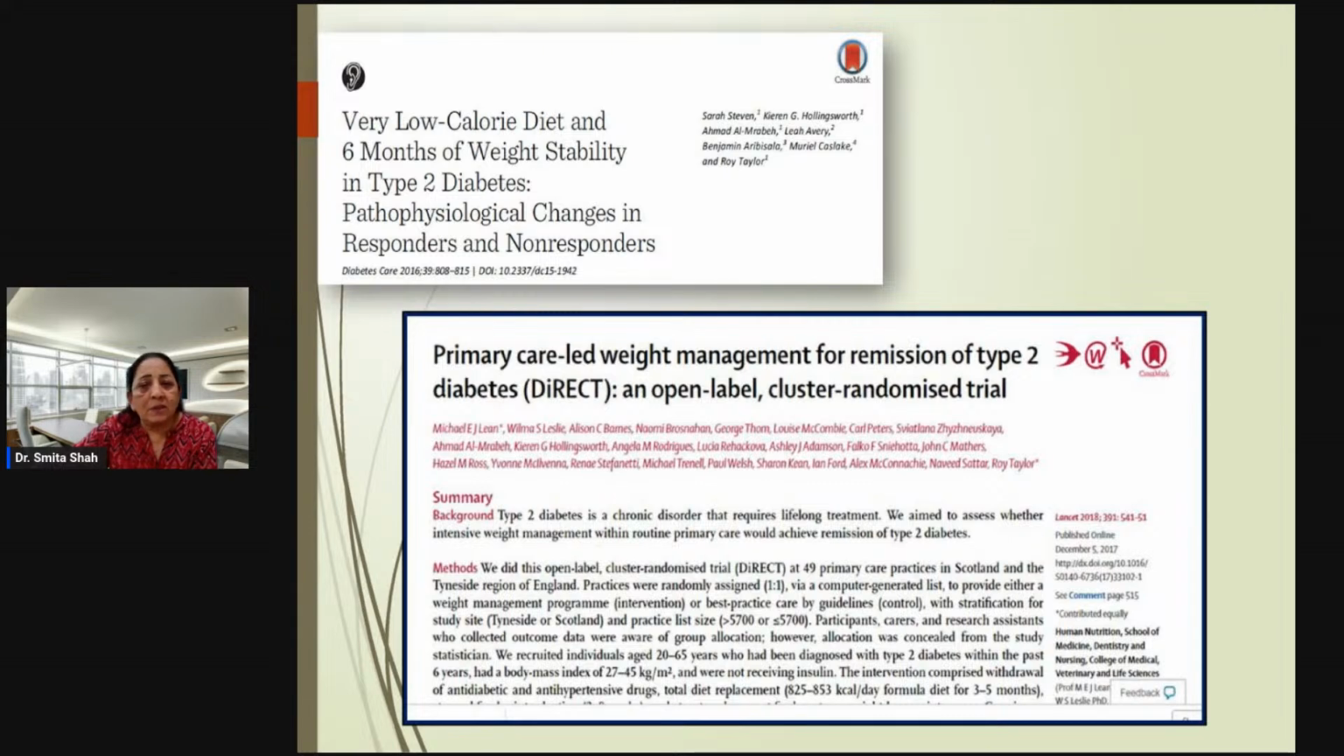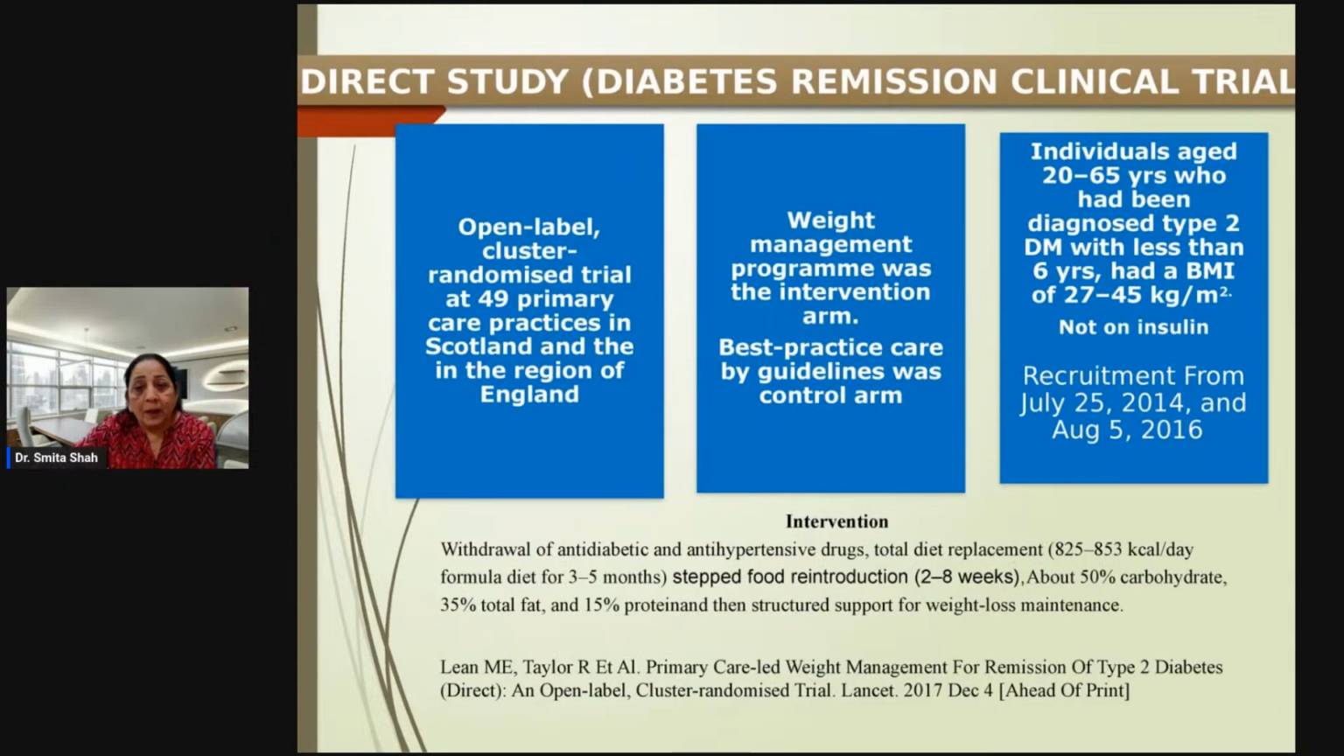This study was on a very low calorie diet and 6 months of weight stability in type 2 diabetes. This is the DiRECT study, a very popular study. It was a primary care led weight management program for remission of type 2 diabetes, done in Scotland. The DiRECT clinical trial was a randomized trial at 49 primary care practices in Scotland and the region of England, and the weight management program was the intervention arm.